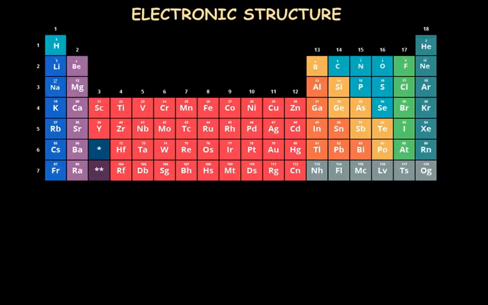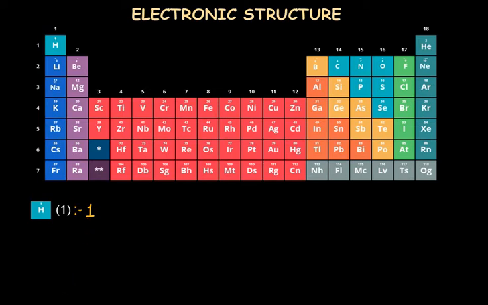Now let's understand the electronic structure, that is the electronic configuration or electronic arrangement, of the first 20 elements, and let's start with hydrogen first. Hydrogen has just one proton and one electron, so this electron will go in the first shell itself. So hydrogen has just one shell with one electron.